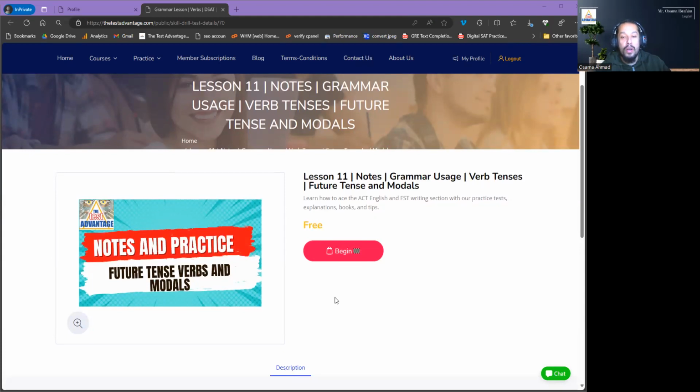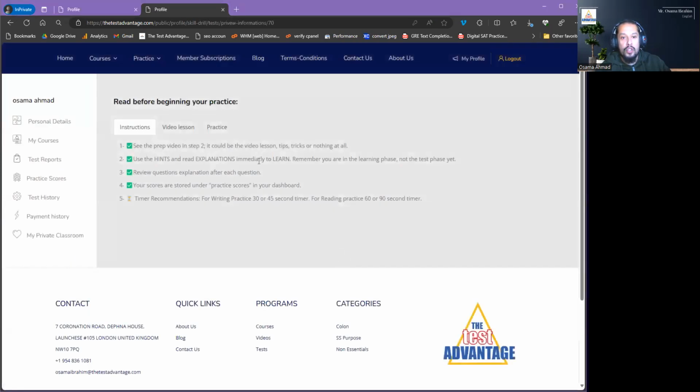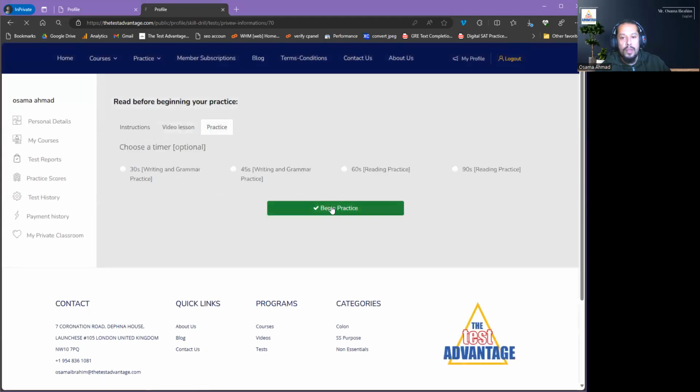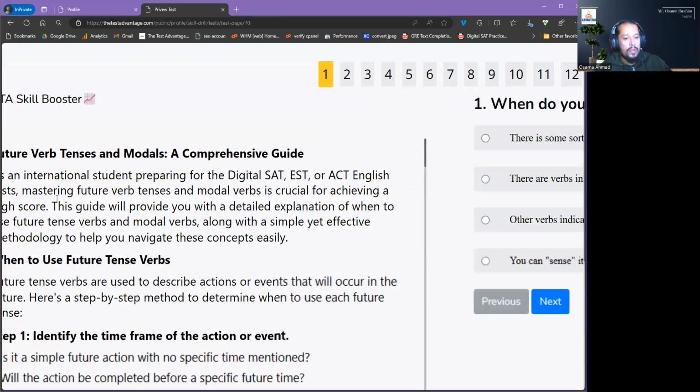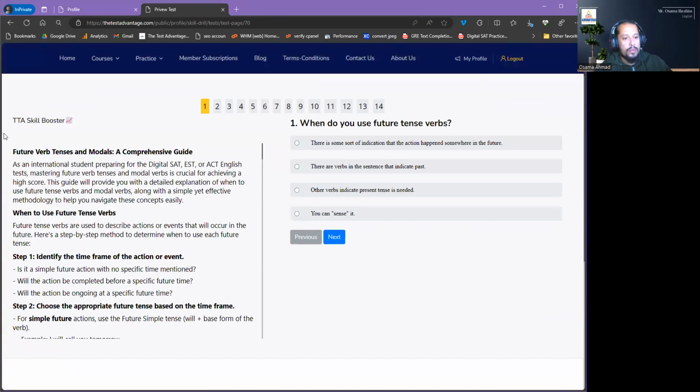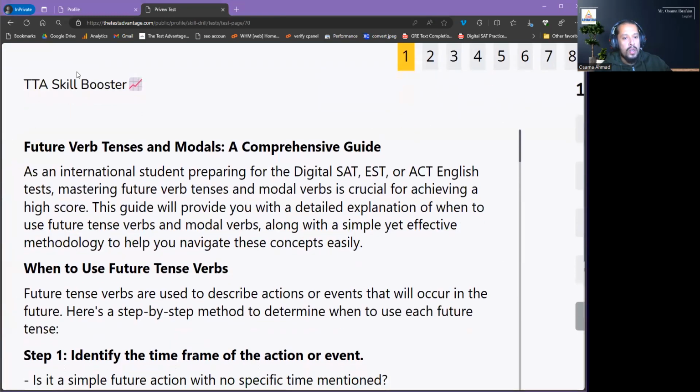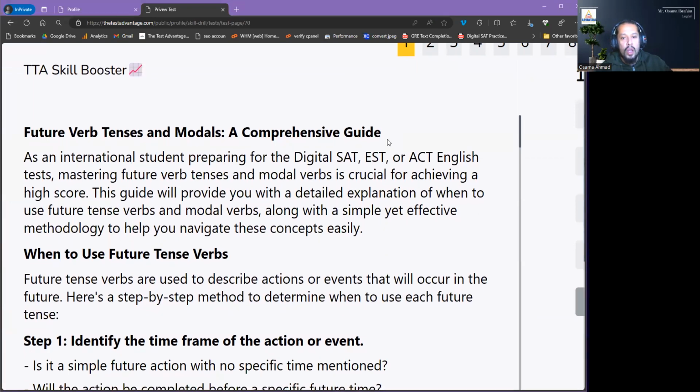Today, we're going to cover verb tenses, future tense, and modals. When you're done watching the video, make sure you jump into the practice. So let's begin with future tense verbs and modals. We want to make sure we cover everything related to verbs.